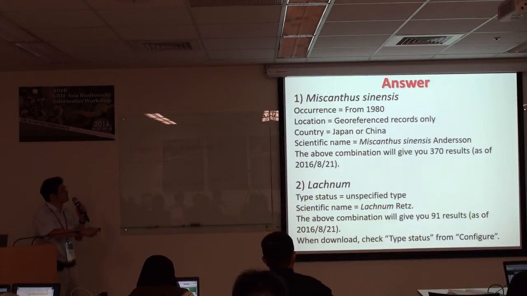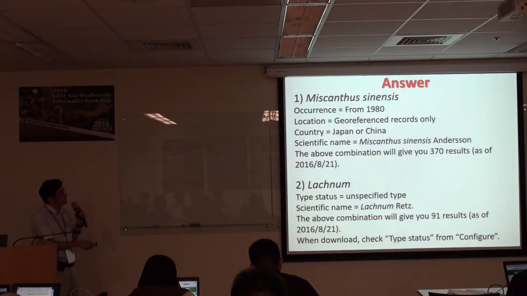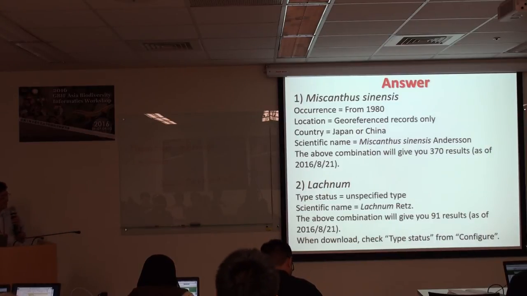Okay, so the answer is something like this. I use occurrence or location, country, or scientific name, and choose these as keywords, right? The above combination will give you 370 results about 10 days ago, or 20 days ago. And for that one, you got 91 results about 20 days ago. But now the data may have changed. You know that dynamic data will change every time you ask, even if you are asking the same question.